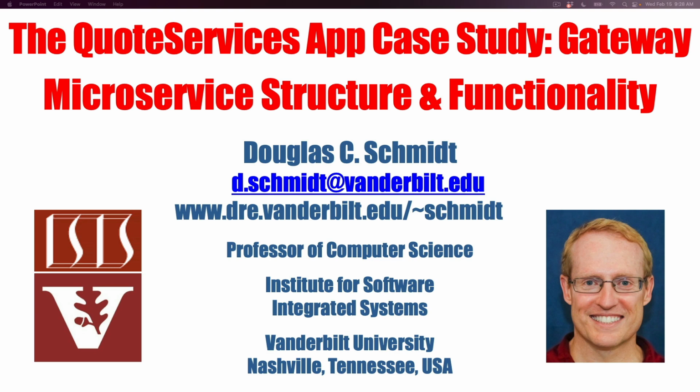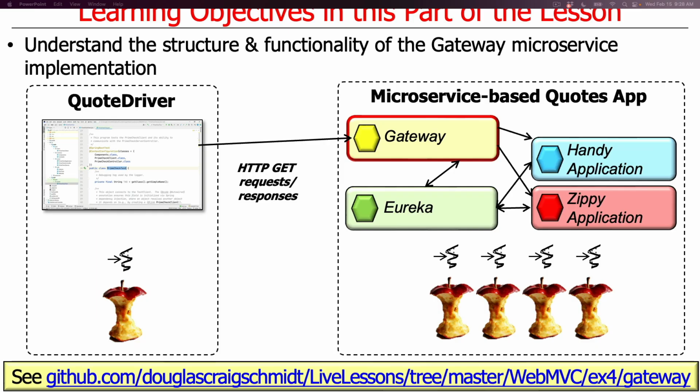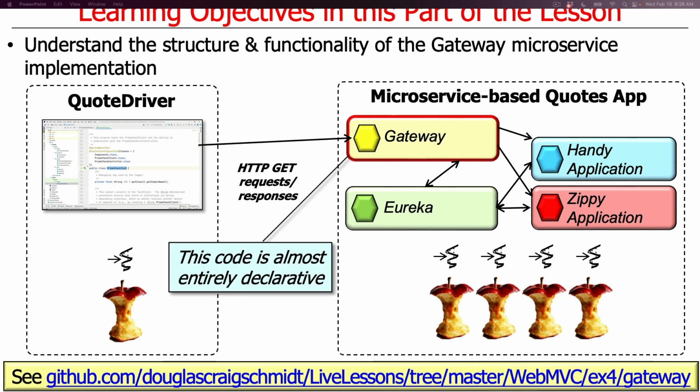So now that we've talked about the API gateway pattern, let's talk about how we apply that pattern along with the Spring Cloud API Gateway platform in the context of our QuoteServices app case study. And we're going to see how we're going to do this by focusing on this piece of the puzzle, the gateway microservice part.